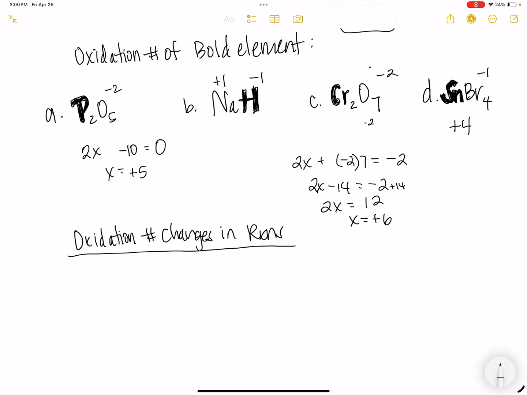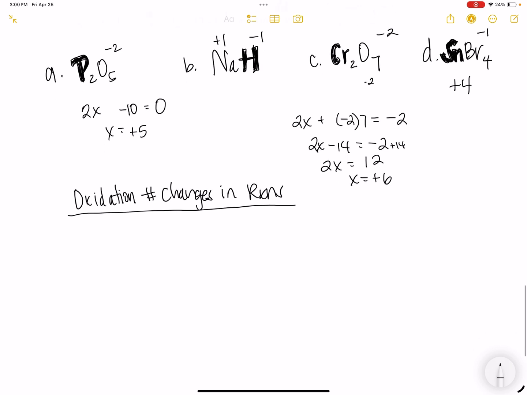So hopefully that was enough examples for you to have a little bit of an understanding of how to calculate oxidation numbers. The reason why we use them is to predict who's being oxidized and who's being reduced in a reaction, or if a reaction even is an oxidation reduction reaction.